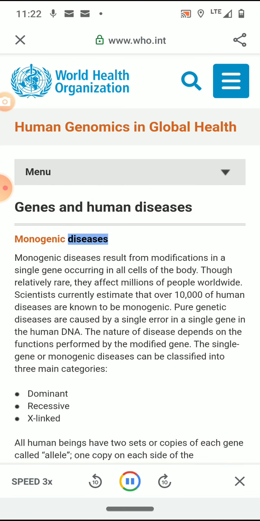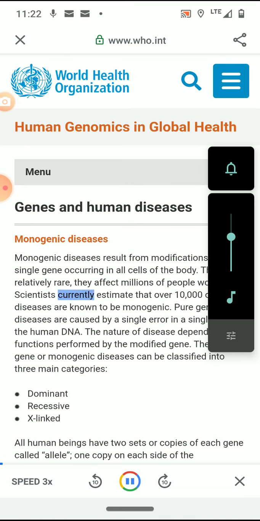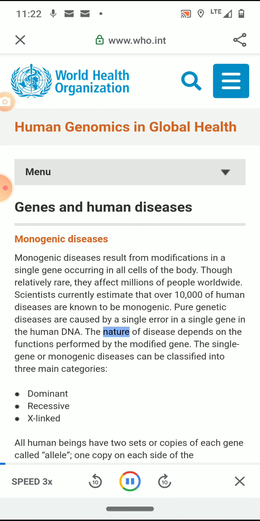Monogenic diseases. Monogenic diseases result from modifications in a single gene occurring in all cells of the body. Though relatively rare, they affect millions of people worldwide. Scientists currently estimate that over 10,000 human diseases are known to be monogenic. Pure genetic diseases are caused by a single error in a single gene in the human DNA. The nature of the disease depends on the functions performed by the modified gene.